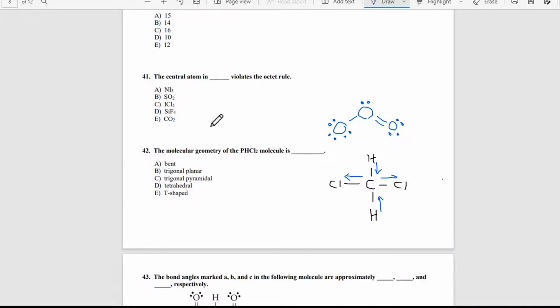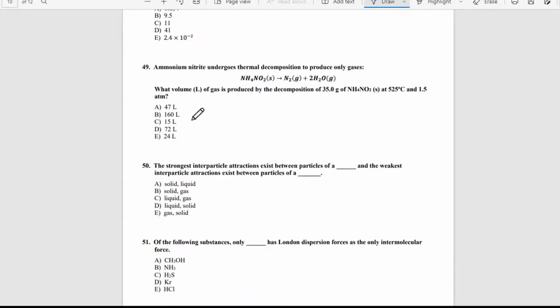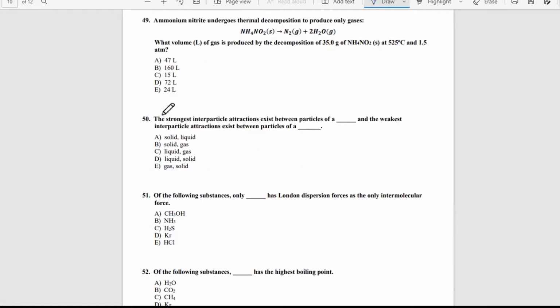Okay, cool. What else? What else do you want to talk about? Number 49? Ooh, this is a fun one. Okay. So ammonium nitrate, and by the way, if you need me to go back and look at something, or if I move too quickly, just stop me and I'll go back. Especially you that are connected with me online.